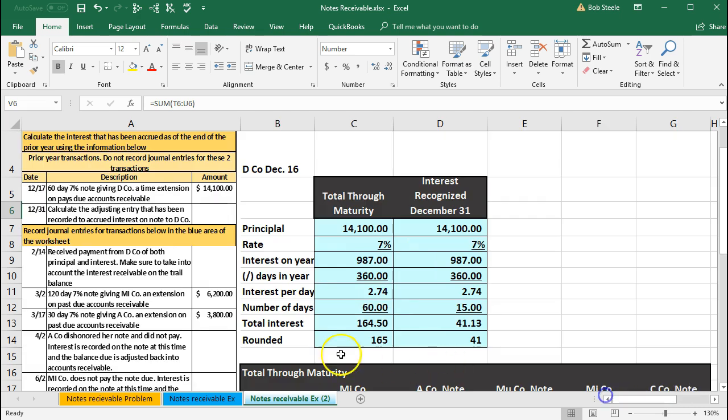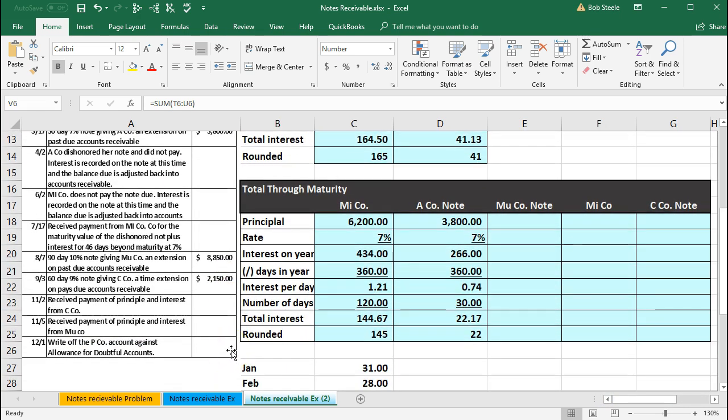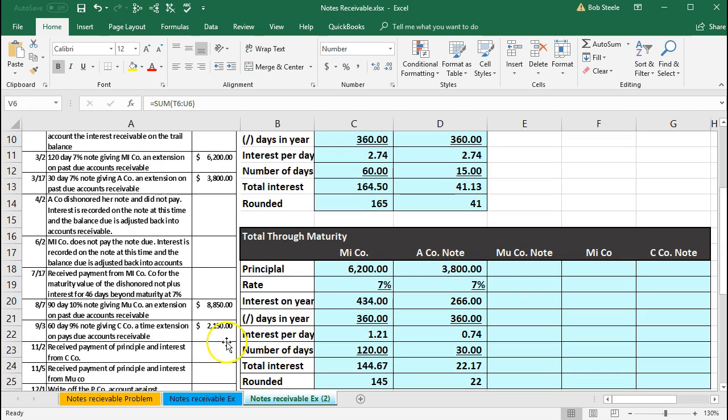Next transaction. We're going to scroll back over. We're going to see that. What do we have next? So received payment from MI company for the maturity value of the dishonored note plus interest for 45 days beyond the maturity at 7%. And that was 46 days.